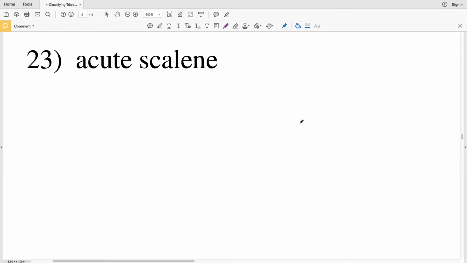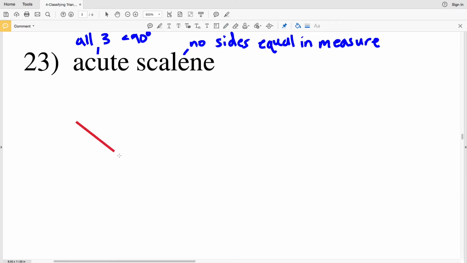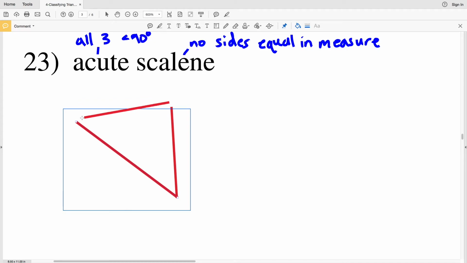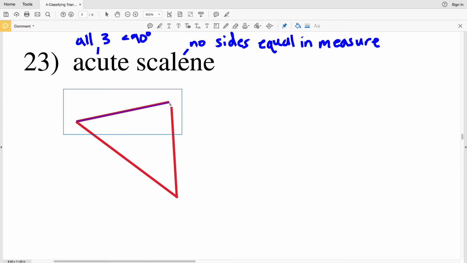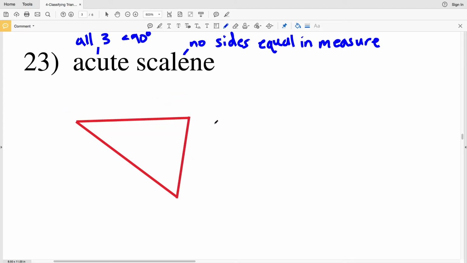In number 23, we're drawing an acute scalene. So acute, all three angles are less than 90 degrees, and for a scalene, no sides are equal in measure. So for this one, I'll draw one side, I'll draw another side that is not equal in measure, and finally, I'll connect those two, ensuring that each angle is less than 90 degrees. And that is my acute scalene triangle.